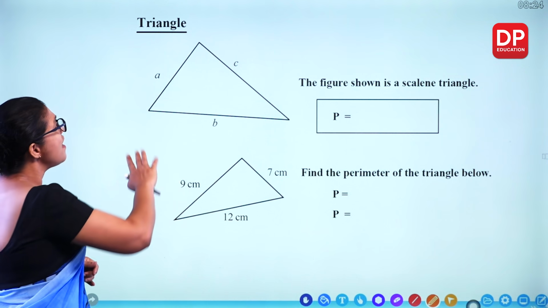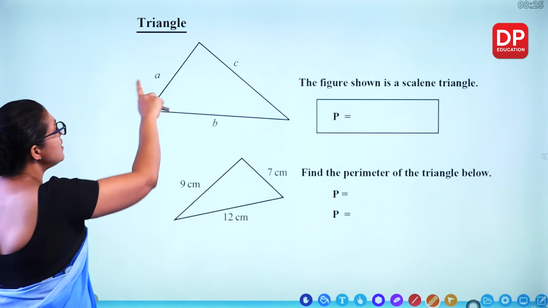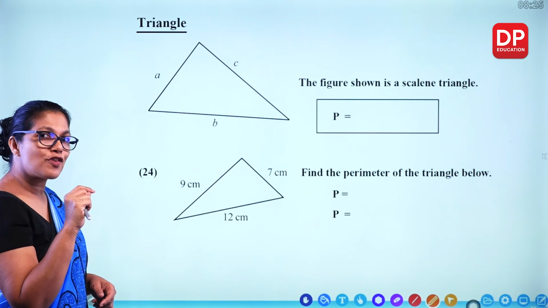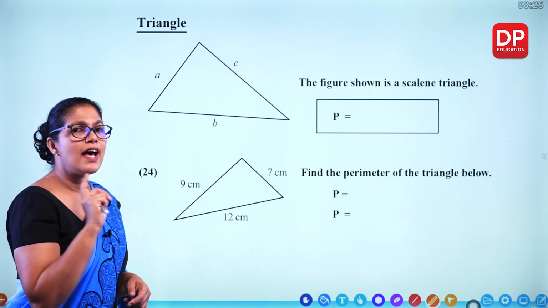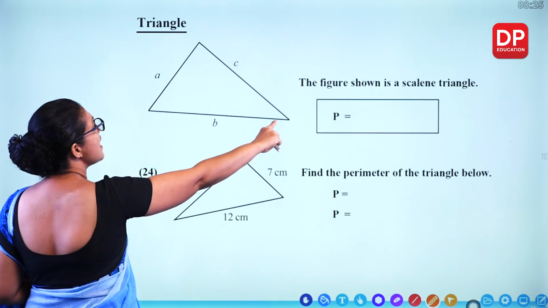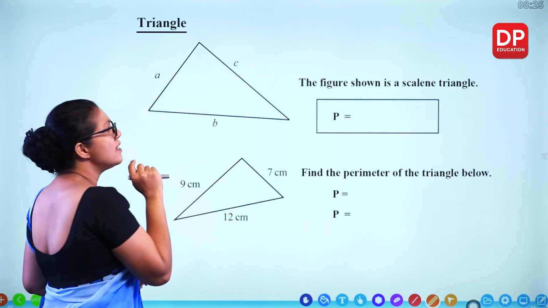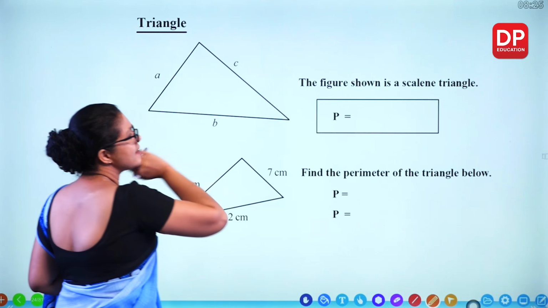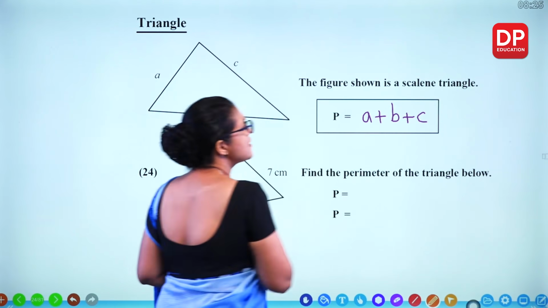Now this is any triangle. So what do you call this? Scalene. All sides are different means a scalene triangle. What's the other type of triangle? Isosceles is also there. Isosceles means two sides are equal. So this is scalene. One side is A, the other side is B, and the other one is C. So how do we find the perimeter of the scalene triangle? Just add the 3 lengths: A plus B plus C.